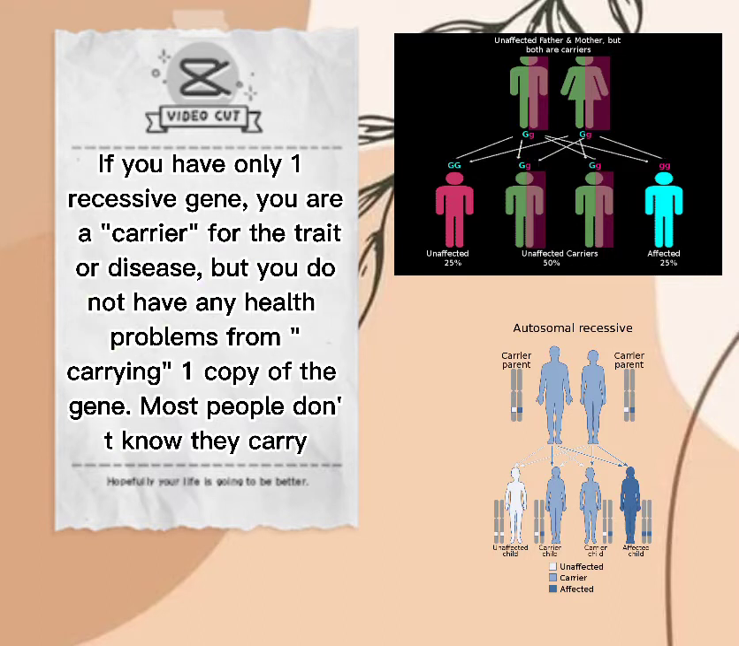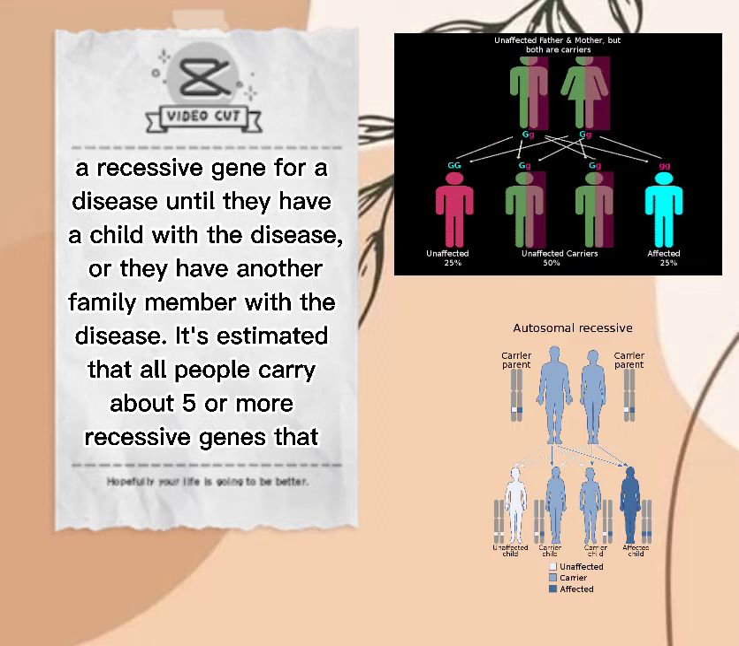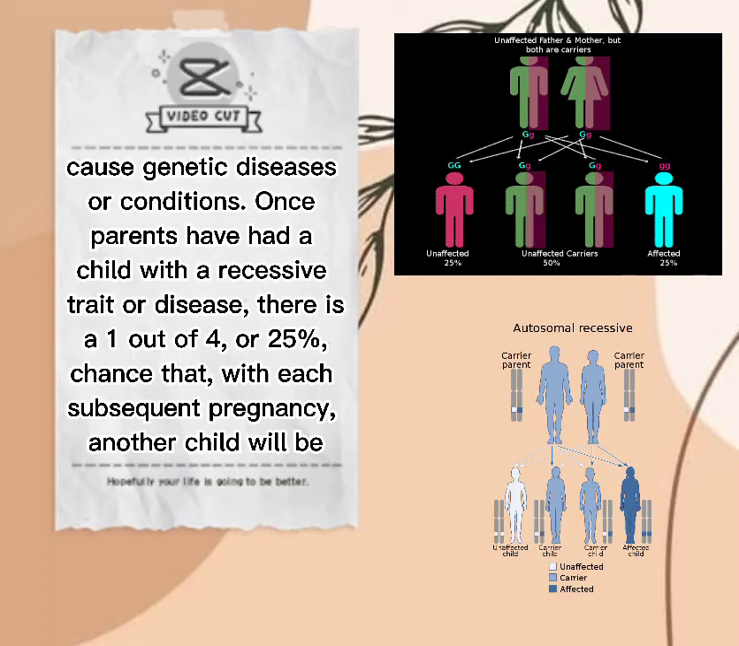If you have only one recessive gene, you are a carrier for the trait or disease. But you do not have any health problems from carrying one copy of the gene. Most people don't know they carry a recessive gene for a disease until they have a child with the disease, or they have another family member with the disease. It's estimated that all people carry about 5 or more recessive genes that cause genetic diseases or conditions.